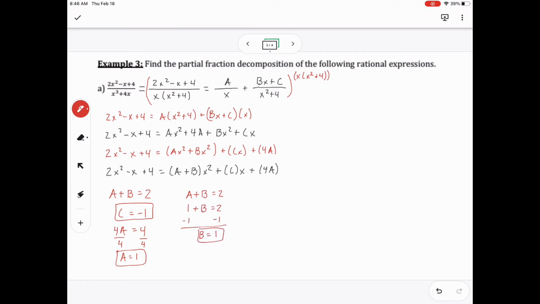So now when I plug this in, I'm going to have a linear term above the x squared plus 4, which is a little different, but finding it is really not any different than when we were doing the other two types. Okay, let's do another example.